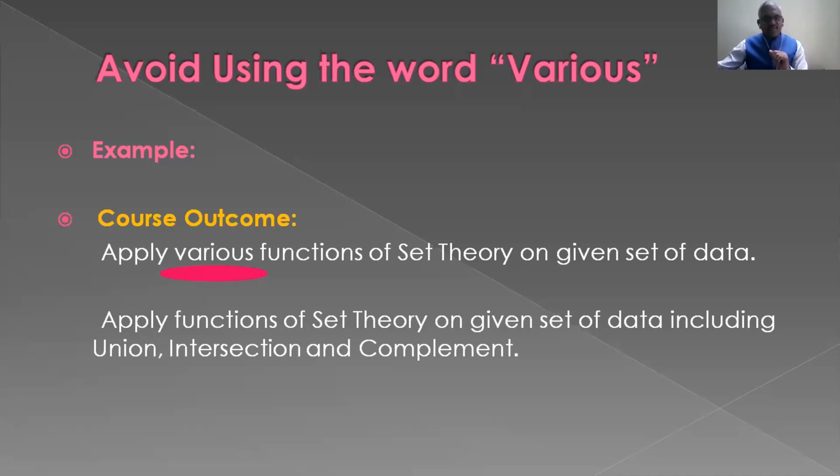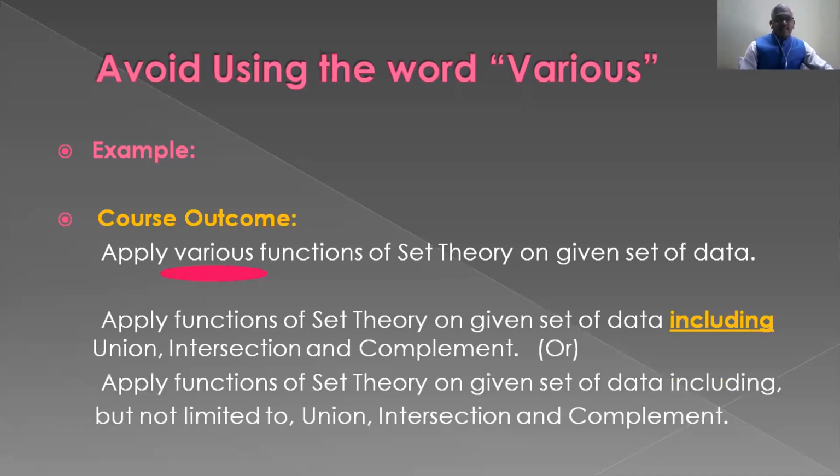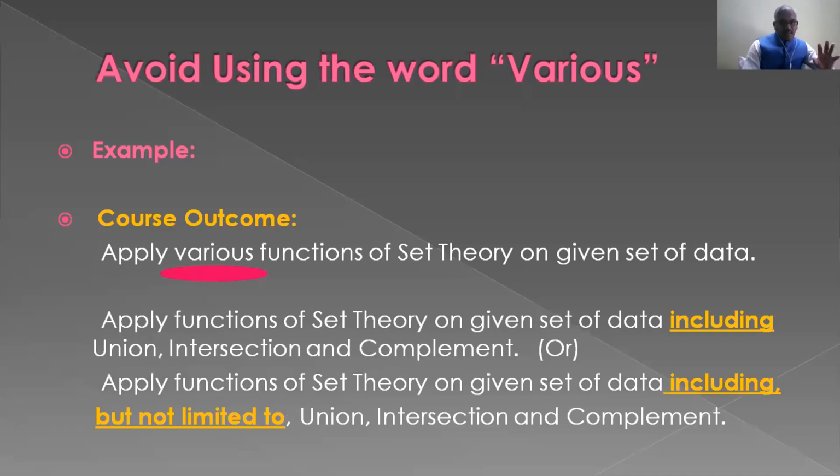That's why the right way of writing is "apply functions of set theory on a given set of data, including union, intersection, and complement." So the functions are limited here, you see. I have limited them to union, intersection, and complement. Or the same thing can be written in another way: "apply functions of set theory on a given set of data, including but not limited to union, intersection, and complement." So this is the right way of writing.